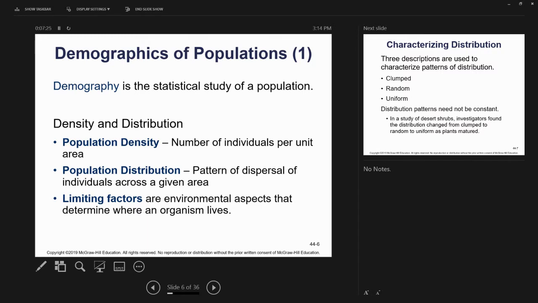I might have the entire city, if I look at the city boundaries of Charleston, are people evenly distributed? No, in more rural areas, they're more spread out. Downtown, they're more closely packed. So that distribution, what's the pattern? And then we look at what are limiting factors. What determines those shapes or those patterns of distribution? Why do organisms live where they live?